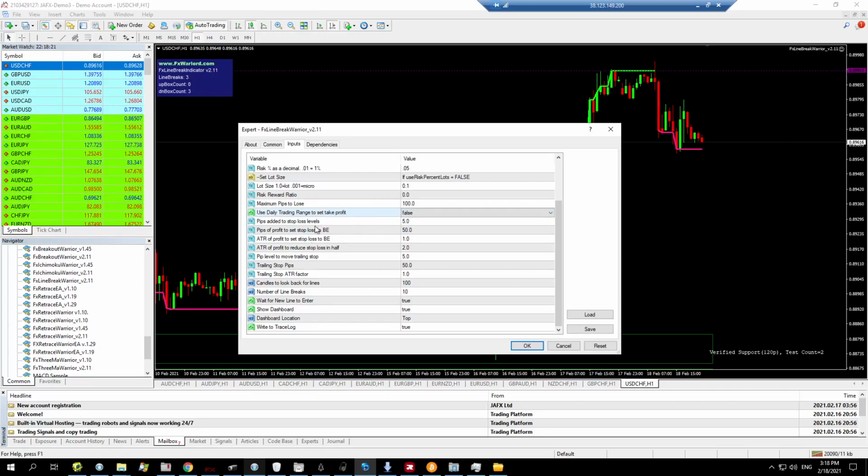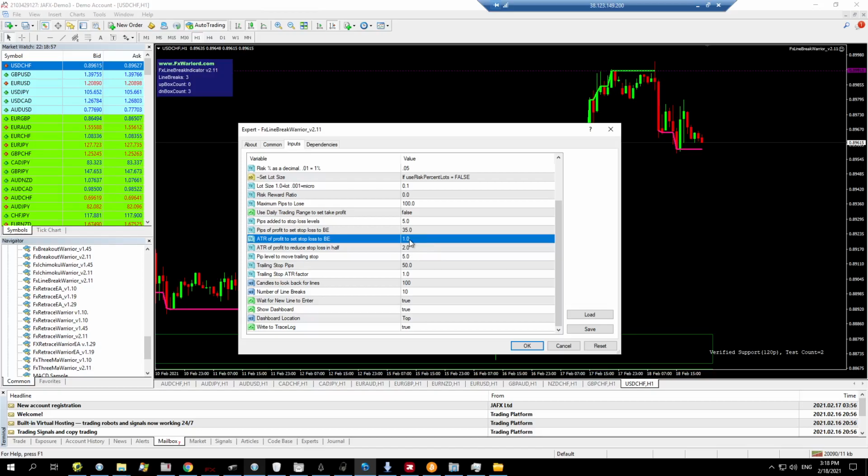Okay, pips added to the stop loss level. We will want to just say 5. I mean, that's 105 pips. It's pretty big. Pips of profit to set stop loss to be, I think, to break even. I would say, yeah, let's probably go 35. ATR of profit to set stop loss to be. ATR profit. This is the amount of daily trading range to use for the number of pips of profit to decide when to move the stop loss to break even.